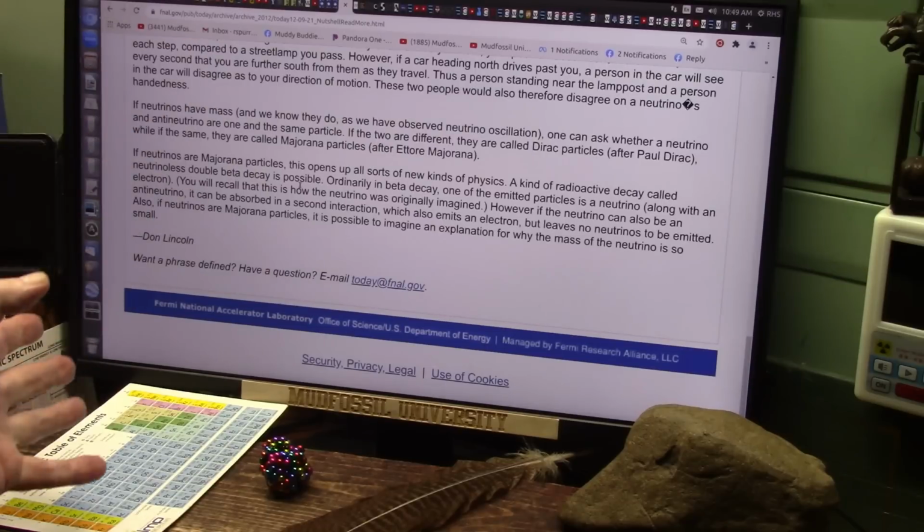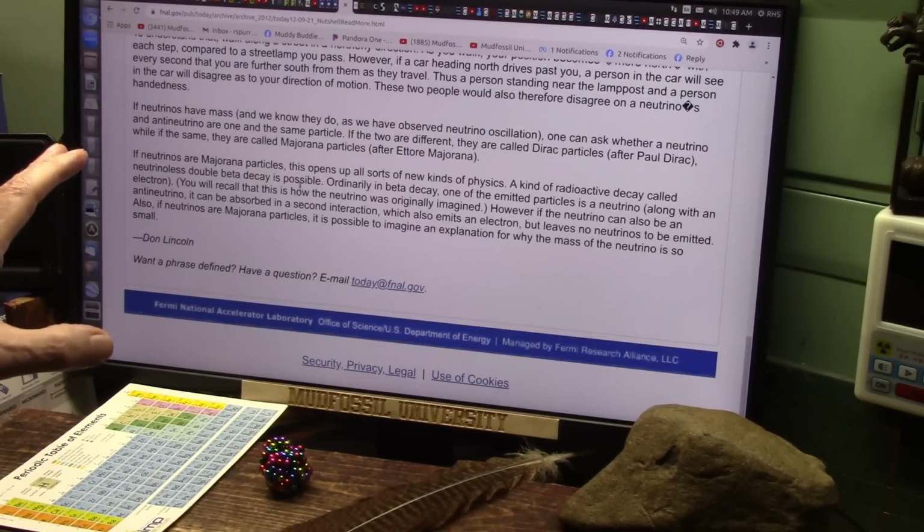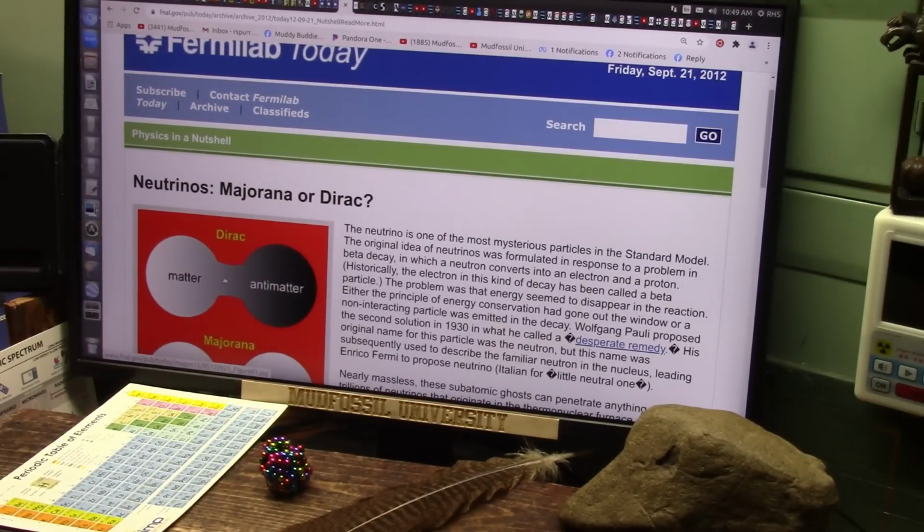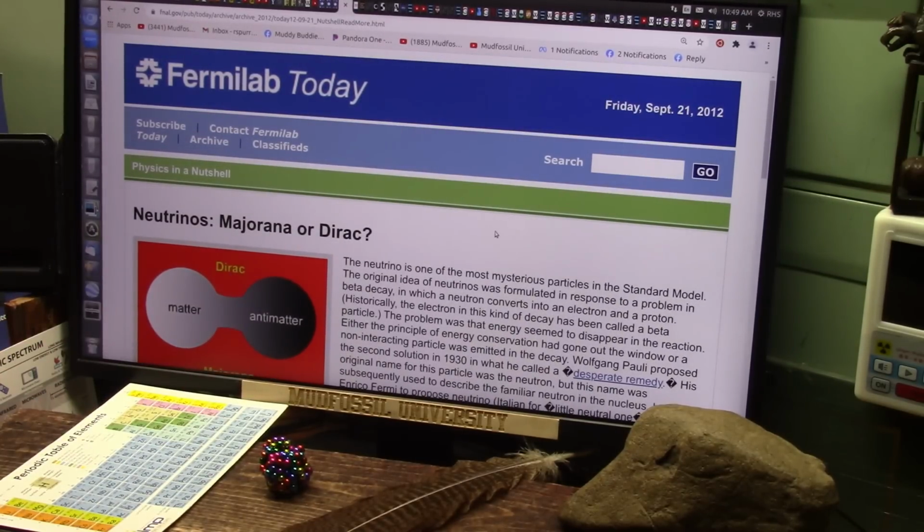Well, I don't know about any of that stuff, but let's just leave it here for the neutrinos. This is exactly what I have been showing you. These are the particles, and it does open up brand new physics.